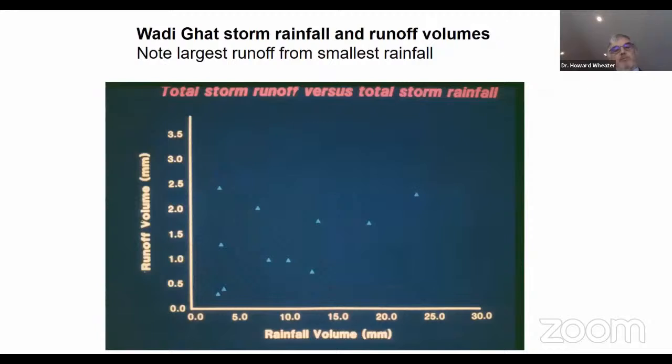And then there are some little conundrums. So this is a diagram that plots total rainfall volume for a set of storms against the total runoff volume. And if you look carefully at this diagram, you can see that the largest runoff volume comes from one of the smallest rainfall volumes. So this is again because the rain gauge network, although quite dense by conventional standards, is failing to capture the precipitation in its full spatial extent.